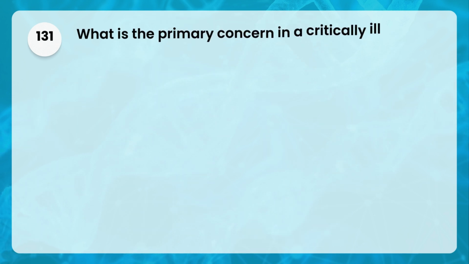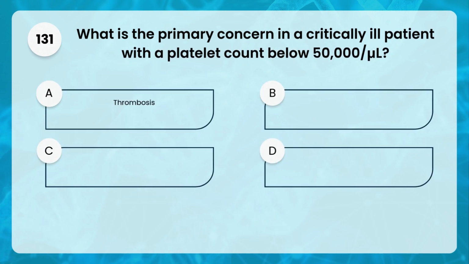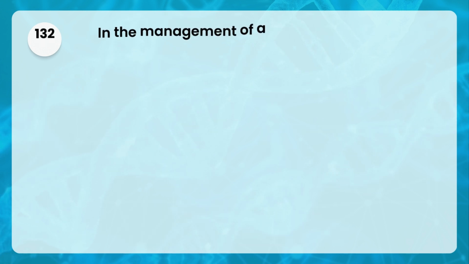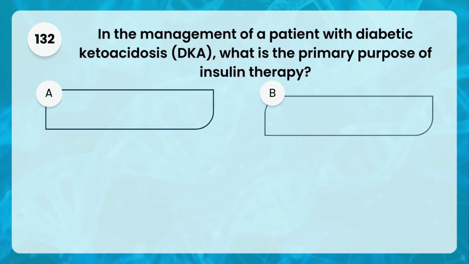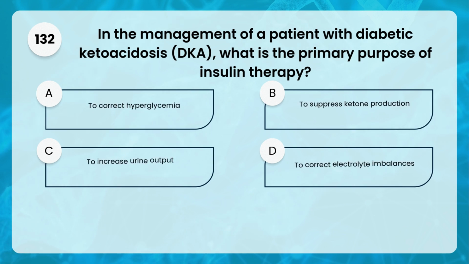131. What is the primary concern in a critically ill patient with a platelet count below 50,000 per microliter? A. Thrombosis. B. Hemorrhage. C. Infection. D. Anemia. The answer is B. Hemorrhage.